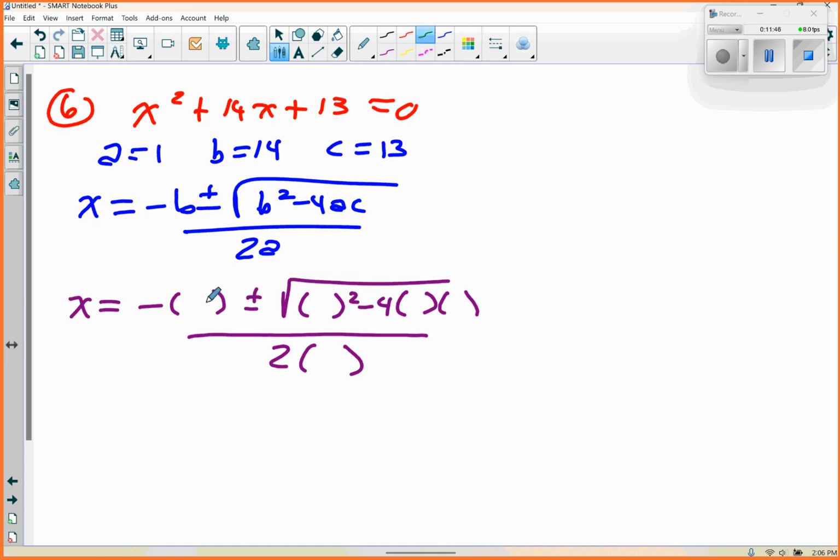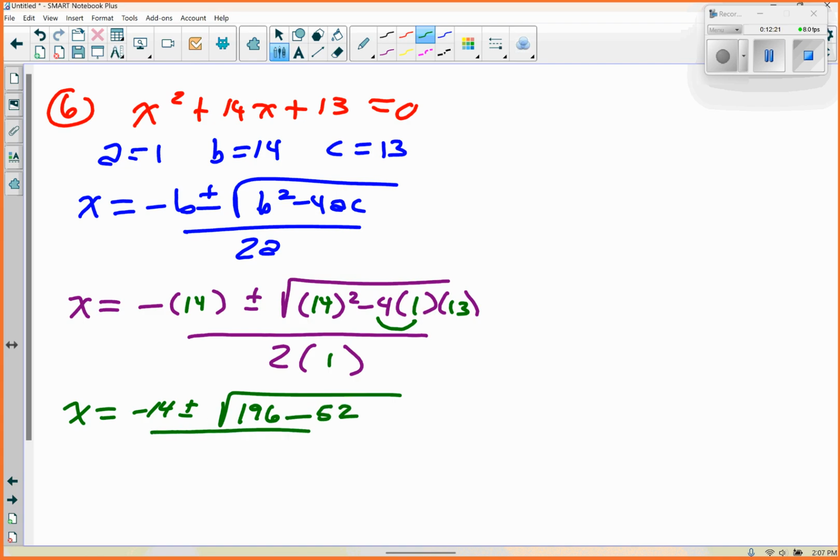All right. Hey, what goes here? 14. What goes here? Yay. All right, so I get negative 14 plus or minus 14 times 14, I think it's 196. Does that sound about right? All right, ready? Negative 4 times 1 is negative 4. Negative 4 times 13 is negative 52, right? Does everyone see why it's negative? So 196 minus 52 is 144.